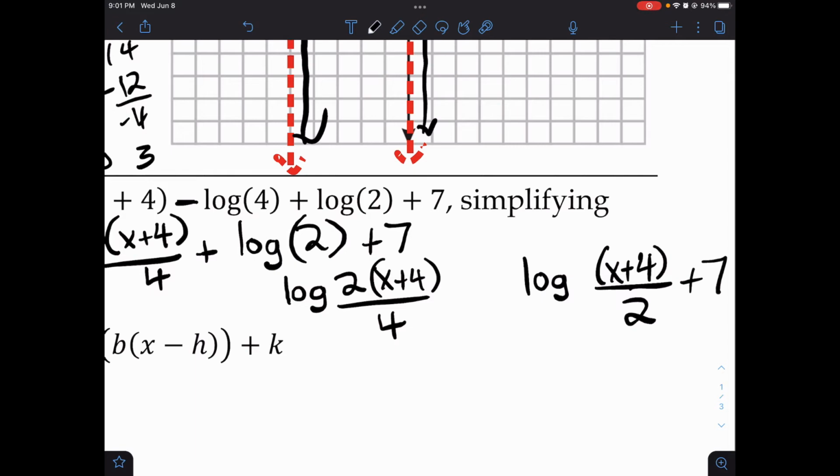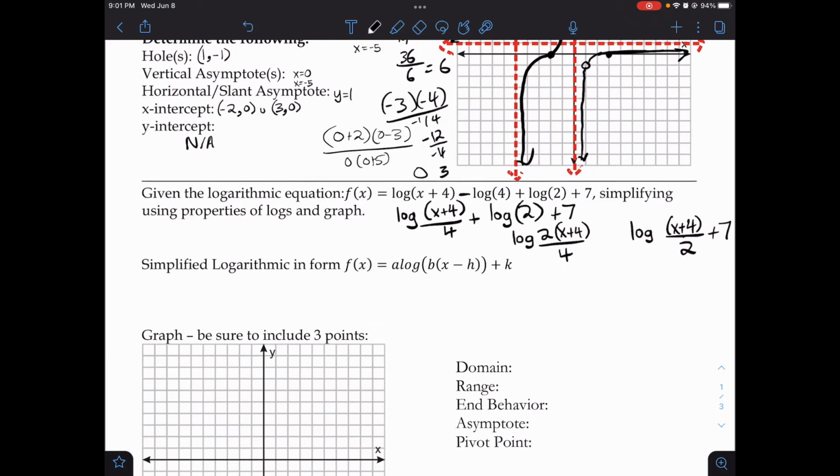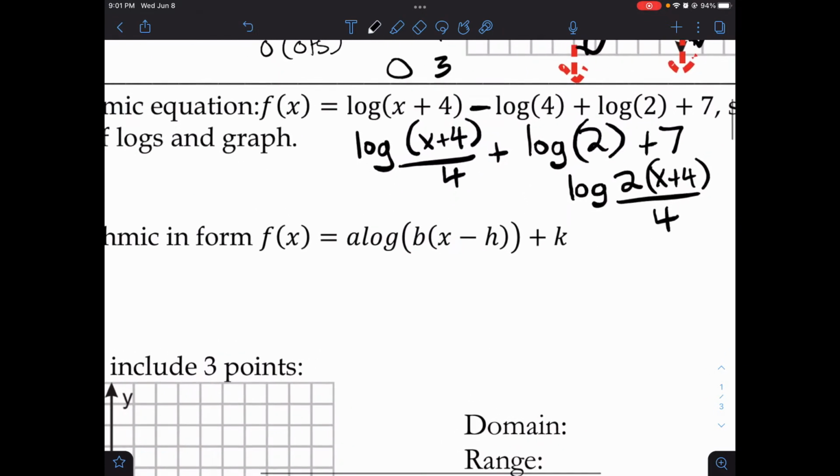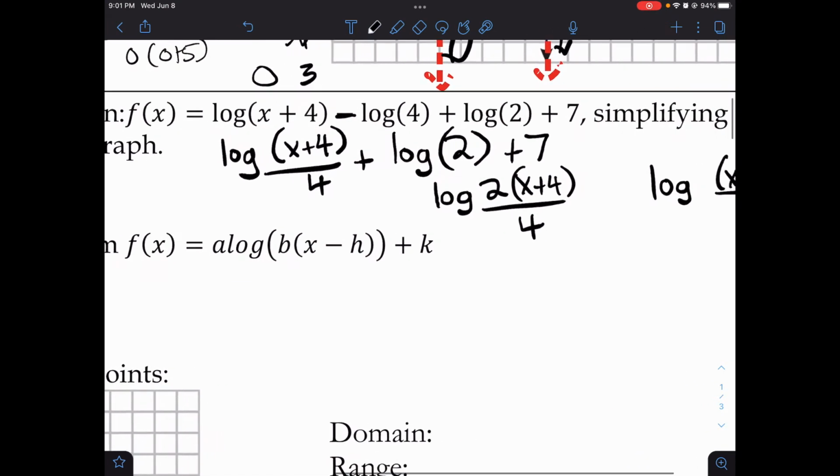plus 7. Okay, now it says simplify the logarithm in the form f of x is equal to a log b of x minus h plus k. Okay, so let's do that.